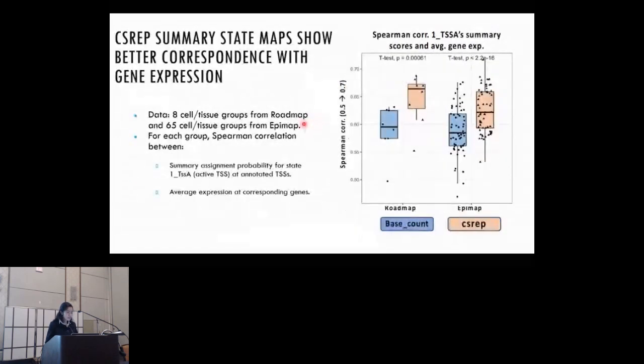Next, I'm showing an analysis regarding gene expression. So here we collected data of chromatin state annotations and gene expressions in 8 cell types from Roadmap and 64 groups of cell types from ENCODE. And for each of these groups, we calculate the Spearman correlations between the summary assignment probability for the active transcription start site state, annotated transcription start sites, and the average gene expression of the corresponding gene. You can see that whether you use data from Roadmap or ENCODE, the Spearman correlation resulting from CS-REP tends to be higher, implying that the summary state maps from CS-REP show better correspondence with gene expression.